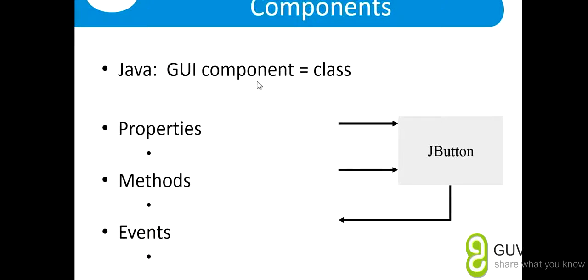So a typical GUI component would be something like a button, or a JButton in Swing. It will have its own properties, methods, and events to handle. Properties can be like color, its appearance, and so on.